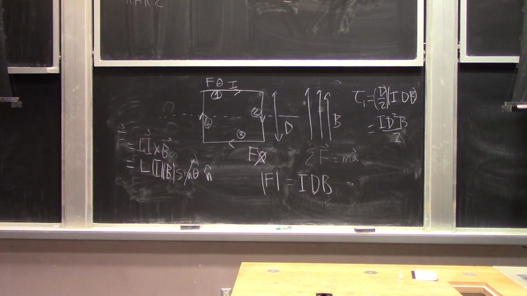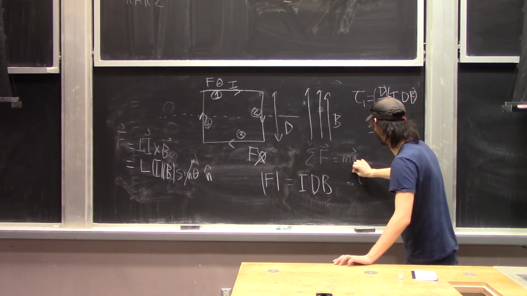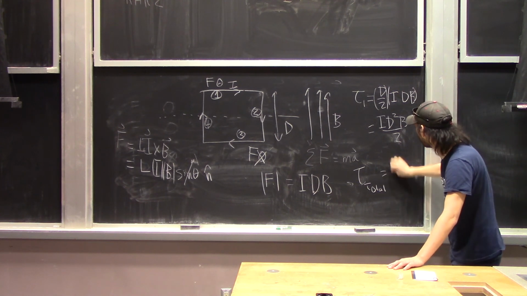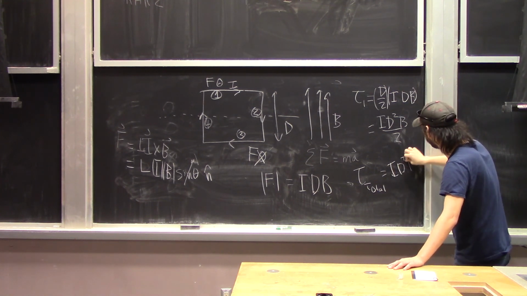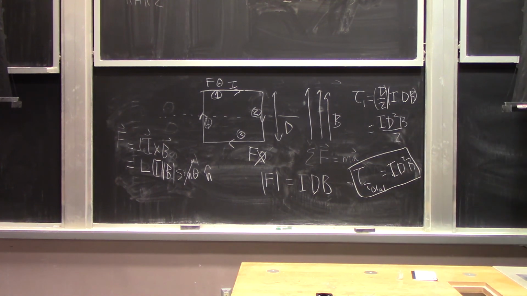But when we want to find the total torque, we have two of these, one from the top and one from the bottom. So the total torque, tau total, is just this times 2, which is I d squared times B. That's our total torque. Any questions about this one?